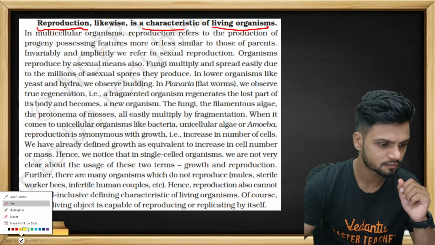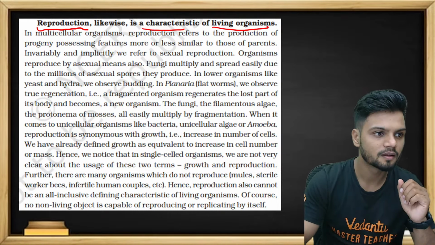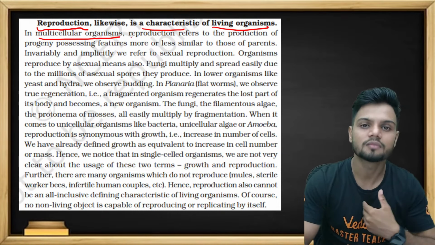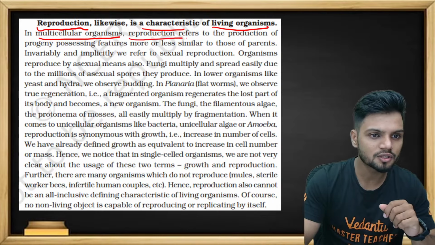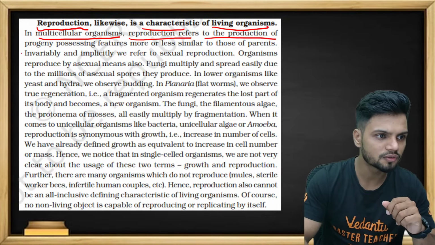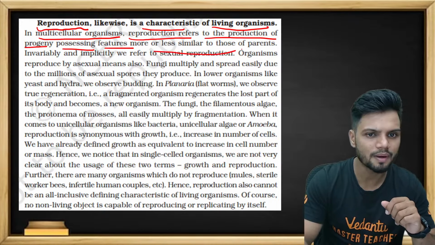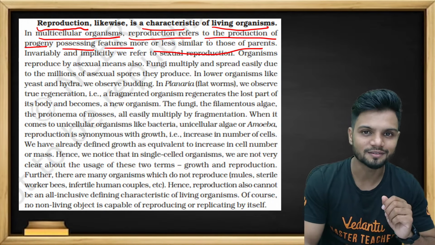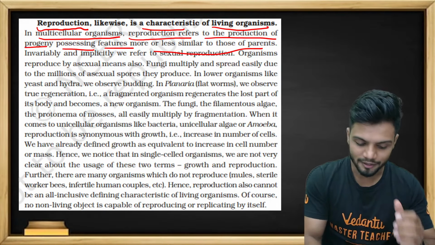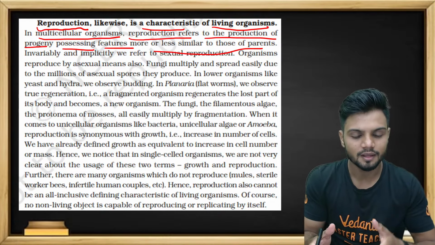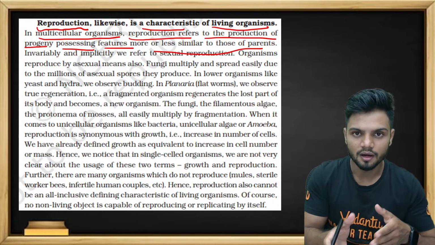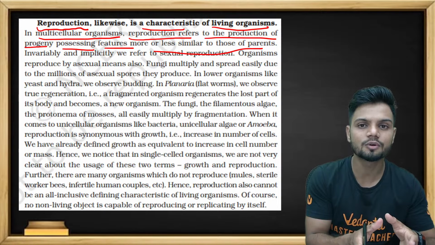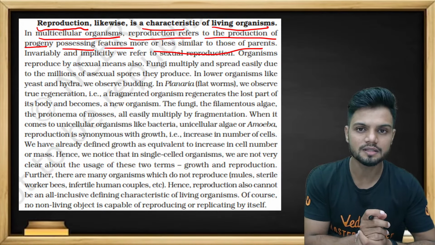In multicellular organisms, all of us, reproduction refers to the production of progeny possessing features more or less similar to the parents. That is, like begets like. What is the meaning of that? Like begets like means a dog will give birth to a puppy, a cat will give birth to a kitten, a human female will give birth to a baby, human fetus.